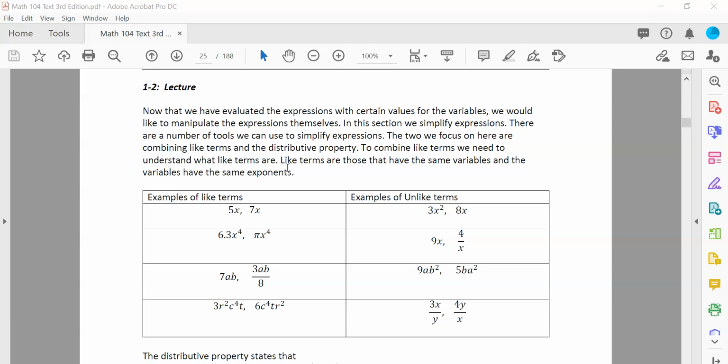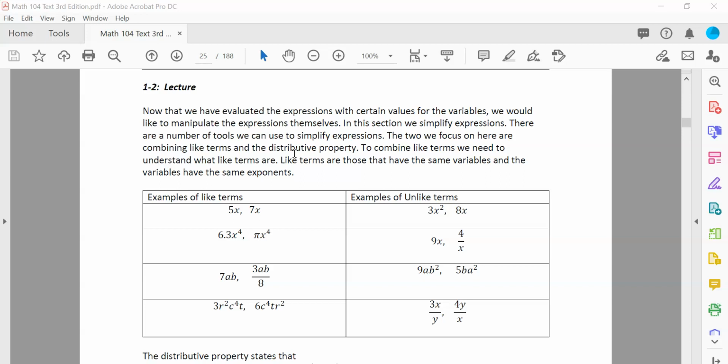In this part of lecture 1-2, we take a look at simplifying expressions. So what we did earlier was evaluate expressions. That's plugging in numbers for variables and seeing what the expression becomes. This part of lesson 1-2 is about simplifying expressions.